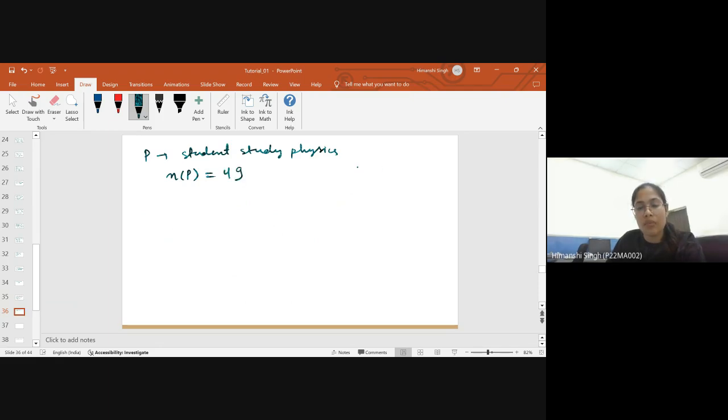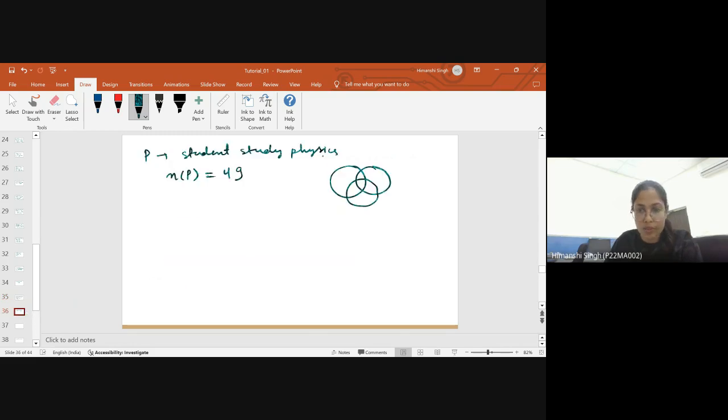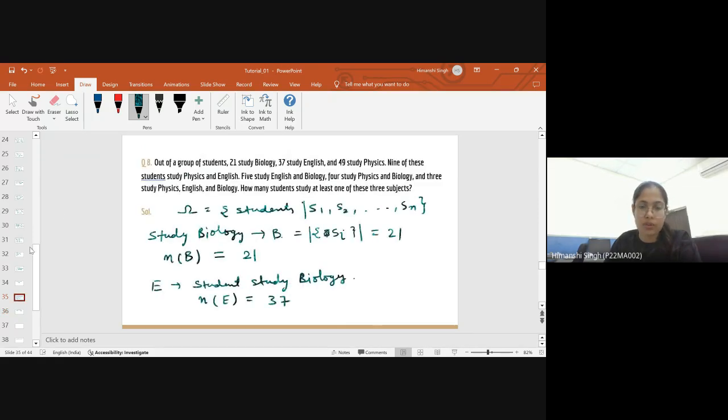So, if I make a Venn diagram, there are three events. Okay, let me read first. So there are three events from which, out of the total group of students, 21 study biology. So there is one event that students study biology. The other event is students study English, and the third event is that students study physics. So let me name these events E, P, and B. So we have the number of elements of these events with us.